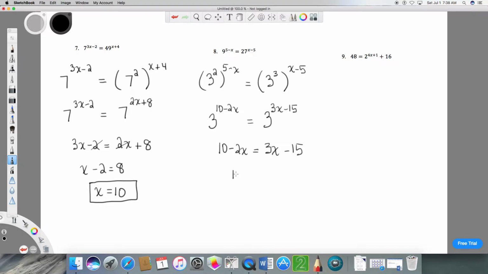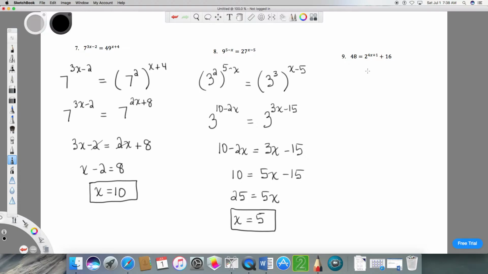So we can step by step try to solve for x. By adding 2x to each side, I get the variable on the left-hand side. By adding 15 to both sides, I get the constants on the right. And I know that 5 times 5 is 25, so I have my final solution here.